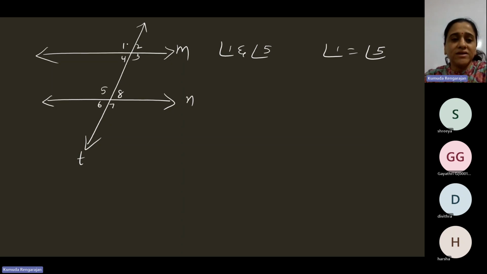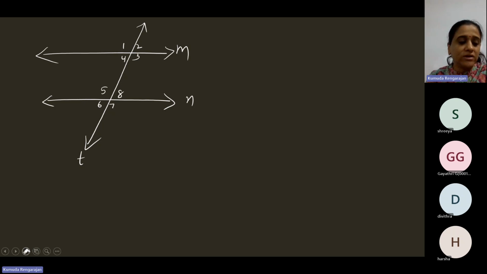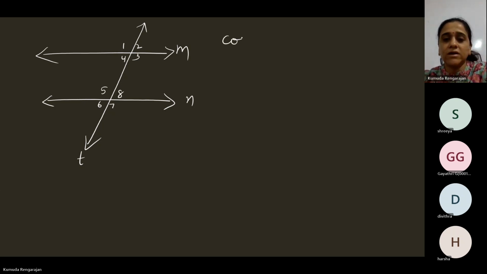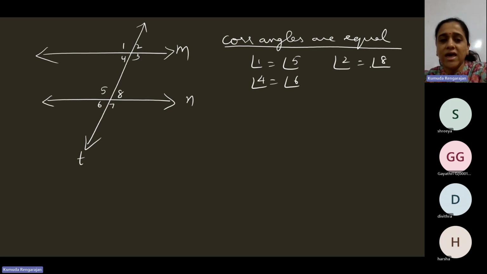So what are the corresponding angles here? Angle 1 and angle 5. Angle 1 is equal to angle 5. Angle 4 is equal to angle 6. Here they are corresponding angles and equal. Corresponding angles are equal. Angle 1 is equal to angle 5. Angle 4 is equal to angle 6. Angle 2 is equal to angle 8. Angle 3 is equal to angle 7. Why? Because the lines are parallel.